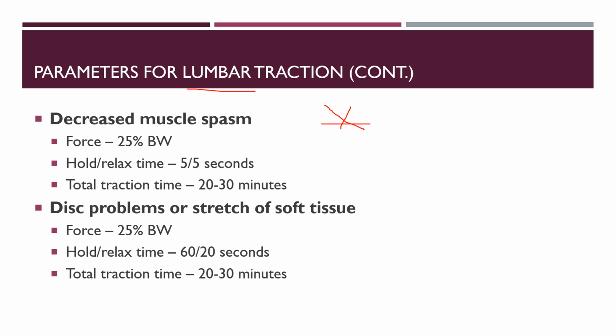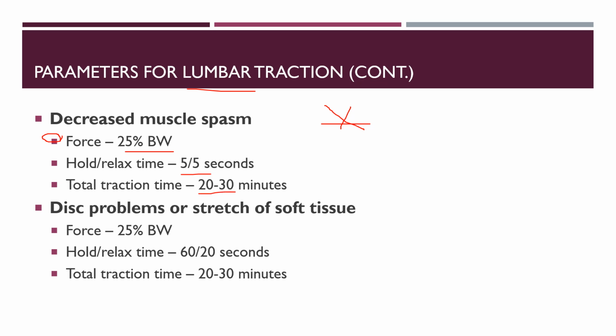Now if we're trying to decrease a muscle spasm, you can see we're going to reduce that force from 50% down to 25%. The hold relax time is still a 1-to-1 cycle, but we want more on-off cycles essentially to help decrease that pain-spasm-pain cycle. So we're going to set it at 5 to 5, 5 seconds on, 5 seconds off.